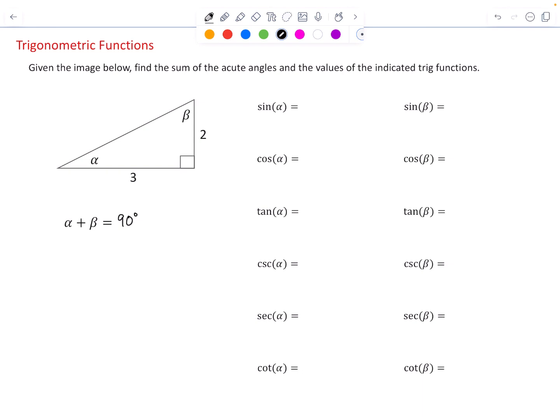Acute, if you recall, means between 0 and 90 degrees. Now in this problem, we were given the two lengths of the legs. Let's go ahead and put units on these. Let's say these are measured in meters, 3 meters and 2 meters. We are not given the length of the hypotenuse.